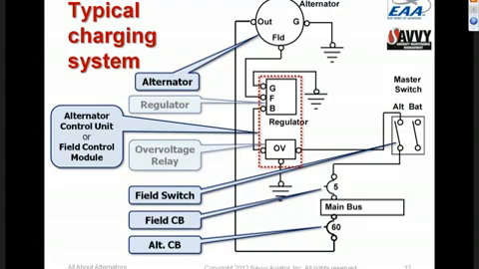As I indicated, in some aircraft, the regulator and overvoltage relay will be combined into a single box that will often be called an alternator control unit or field control module, but it's just a regulator with overvoltage protection built in rather than being separate.